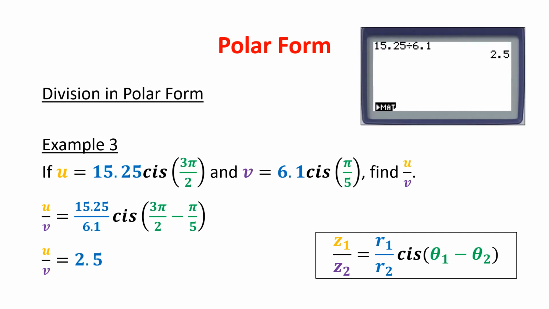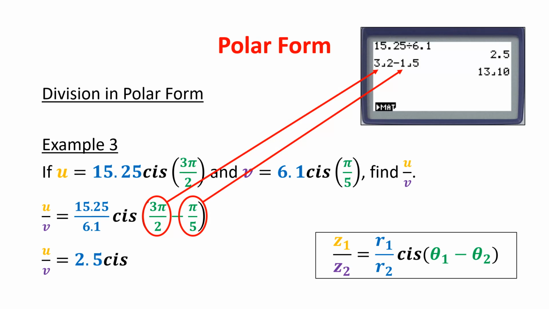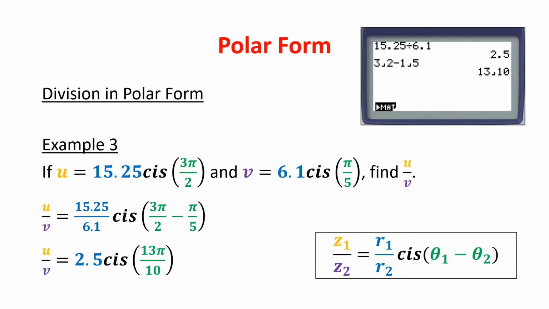So I get my calculator, 15.25 divided by 6.1, I get 2.5. Then I write down cis. And again, when I do my subtractions with pi, I just ignore pi and I just go 3 halves take away 1/5. That gives me 13 tenths. And then I write my argument back with pi to write 13 pi over 10. So my final answer is 2.5 cis 13 pi over 10.